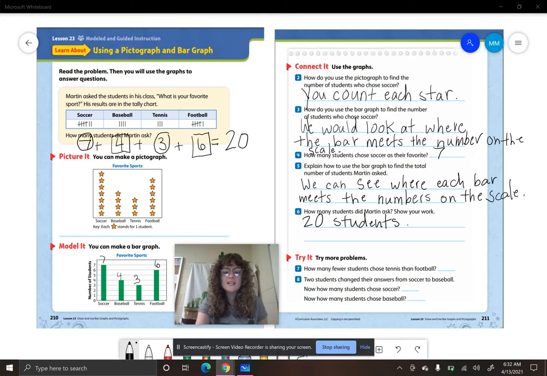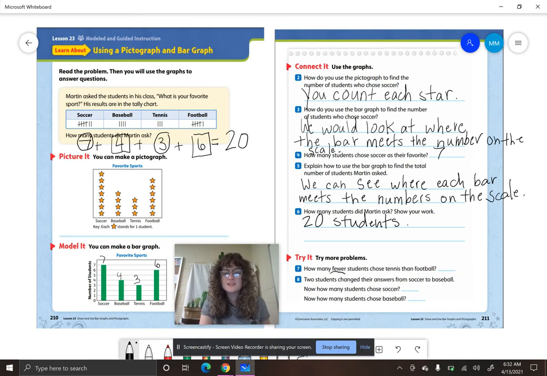It says, how many fewer students chose tennis than football? Ooh, that word than tells me that I am comparing. So what kind of equation should I make? If I'm comparing, I'm going to want to find the difference, so I am going to subtract. All right, so we are looking at tennis and football. Let's go over to our bar graph. So we had 6 friends that liked football, and we had 3 friends that liked tennis.